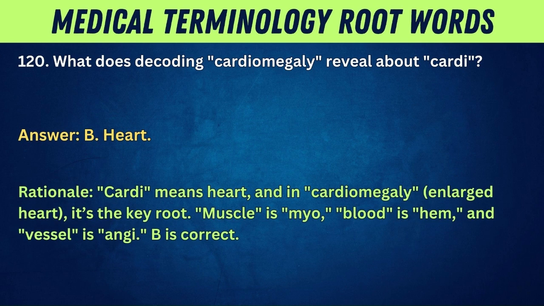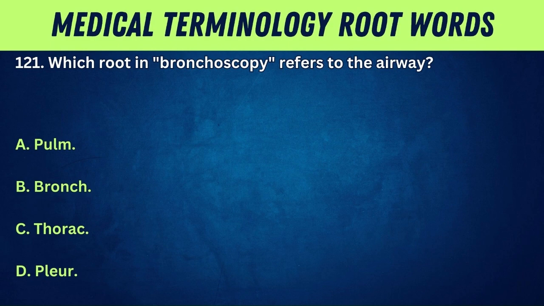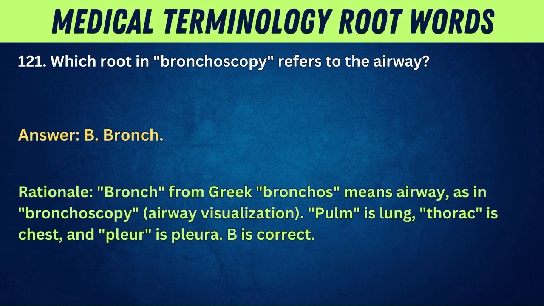B is correct. 121. Which root in bronchoscopy refers to the airway? A. Pulm. B. Bronch. C. Thorax. D. Pleur. Answer: B. Bronch. Rationale: bronch from Greek bronchos means airway, as in bronchoscopy, airway visualization. Pulm is lung, thorax is chest, and pleur is pleura.